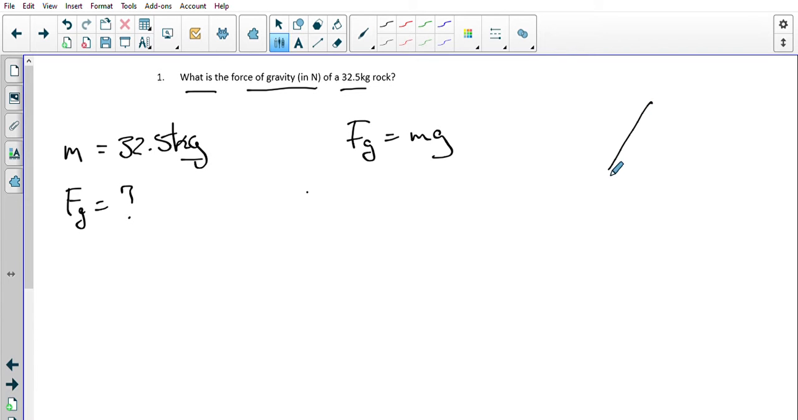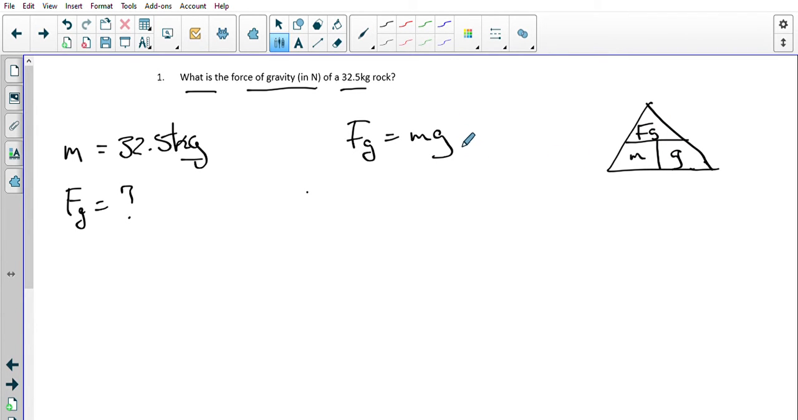This is a crutch. This is something that helps you get through without having to know how to do the algebra, but it's just this relationship here. We can cover up parts of this, cover up the m. If you want to find the mass, you take the force of gravity divided by g.